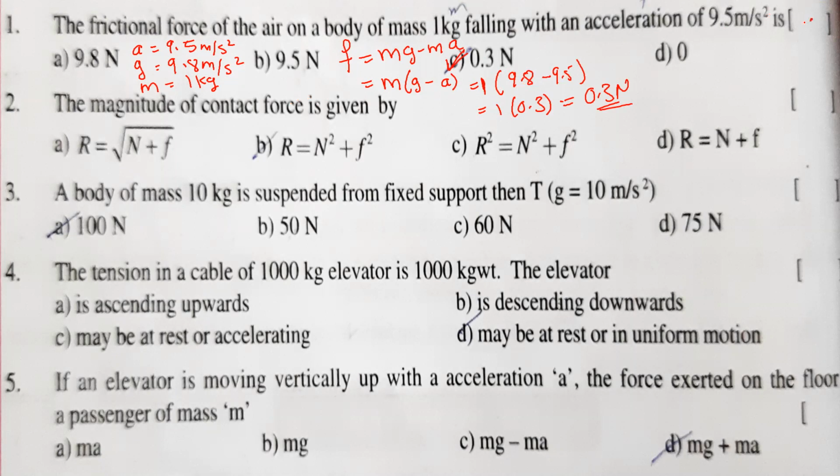Understood children why answer C will come? Because imagine some ball is falling downwards. So what will happen when the ball is falling downwards children?